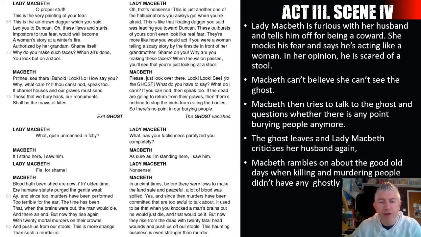So she is, as you'd expect, very critical of him for being such an embarrassment in front of all the other people on stage. Proper stuff. She's basically insulting him, calling him silly. "This is the very painting of your fear. This is the air-drawn dagger which you said led you to Duncan. Oh, these flaws and starts, impostors to true fear, would well become a woman's story to winter's fire, authorised by a grandam. Shame itself. Why do you make such faces? When all's done, you look but on a stool."